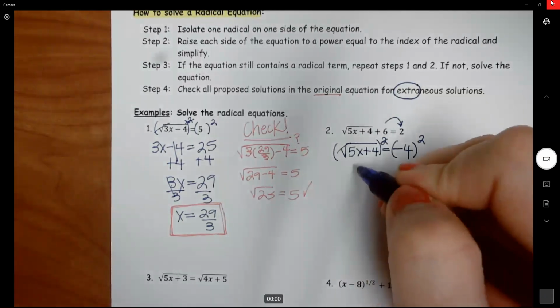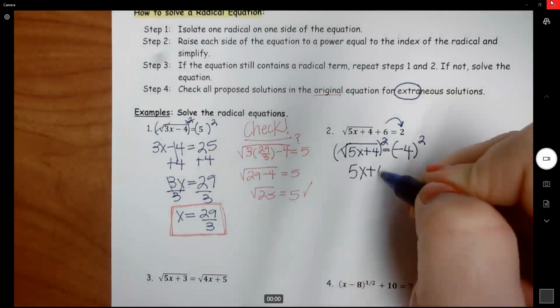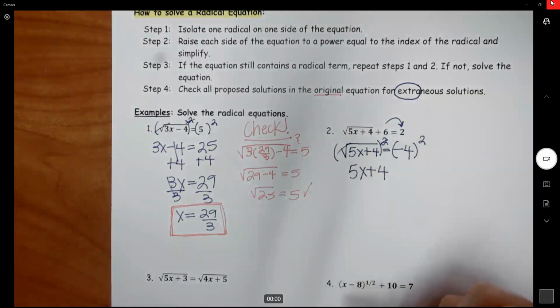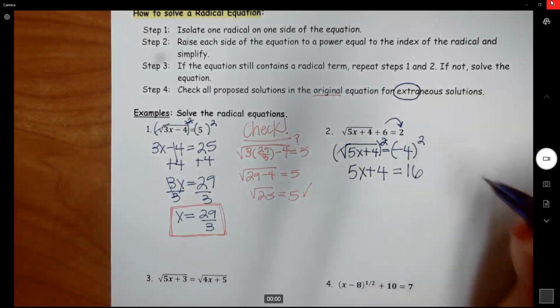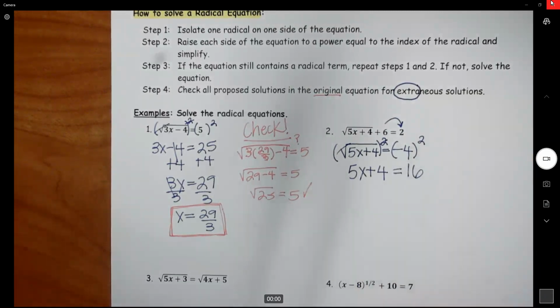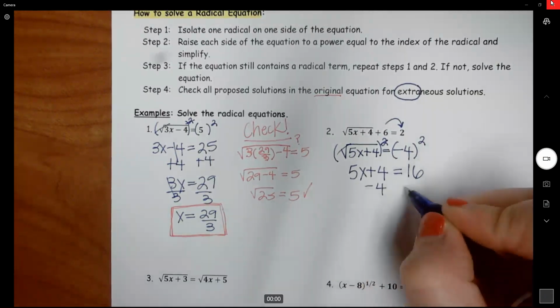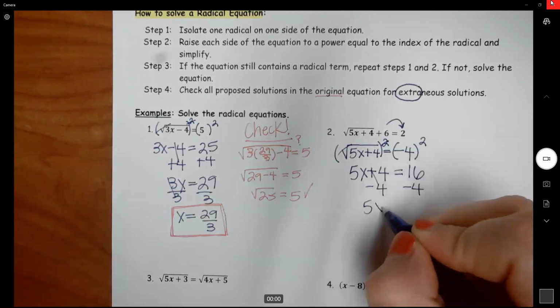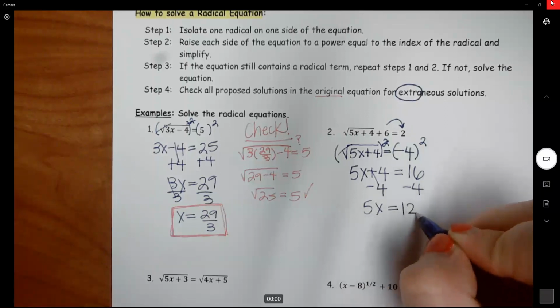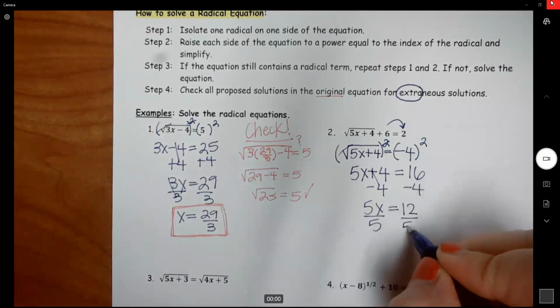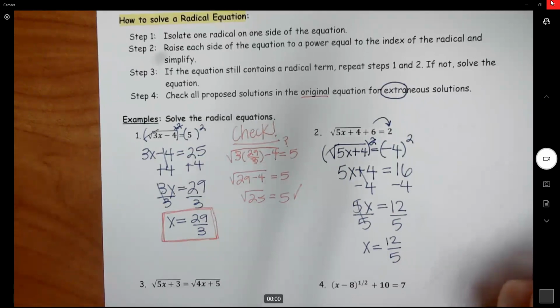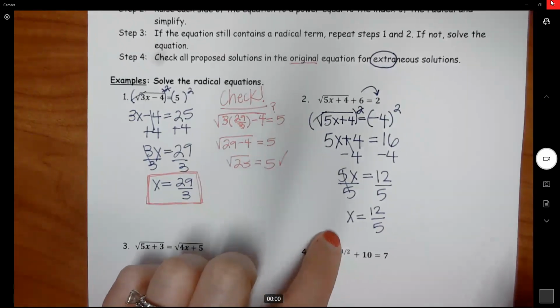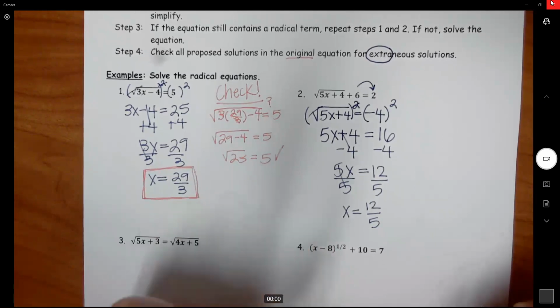Square root and square cancel. I'm left with what's under the radical. So I did my job. I got rid of that square root. Negative 4 in parentheses squared is 16, because that's negative 4 times negative 4. So now solve. Subtract your 4 and divide by 5. Let me get another beautiful fraction. I'm not squaring this, boxing it, circling it, or highlighting it. Check it first.